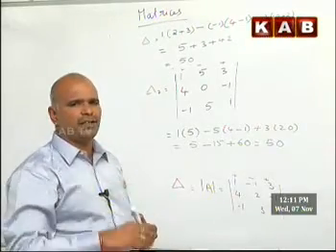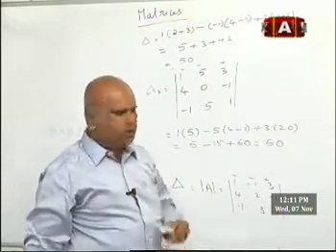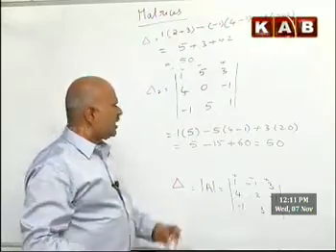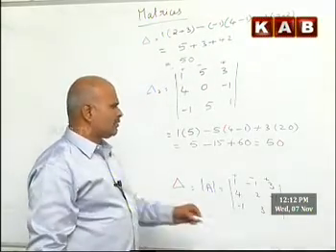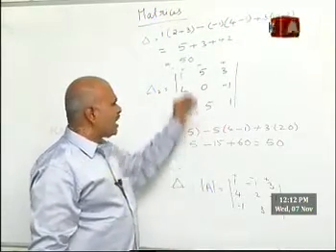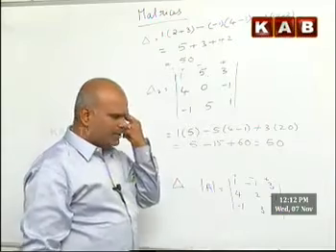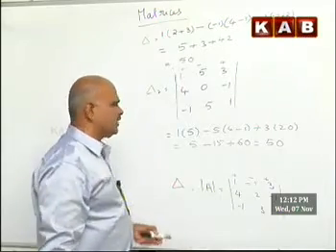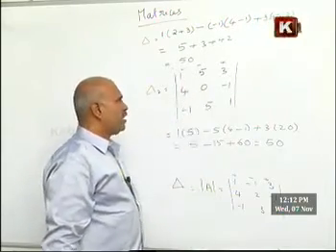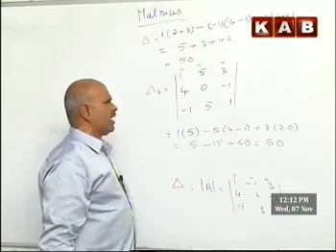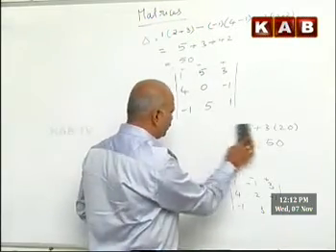Now I have to calculate delta 3. So how to calculate delta 3? The same principle we follow. That means I replace the last column elements with the constants. See here, I would like to replace the last column with constants. See, I am doing it on that part only.